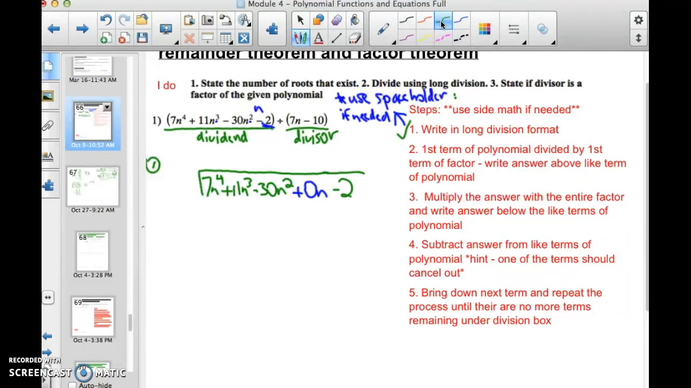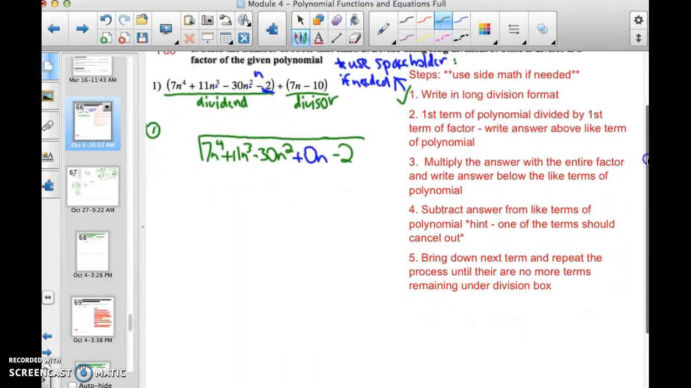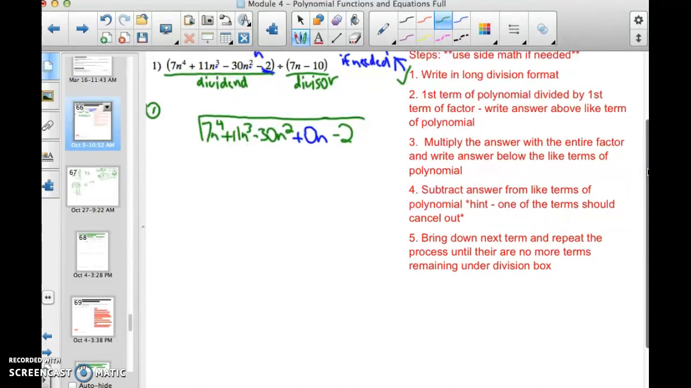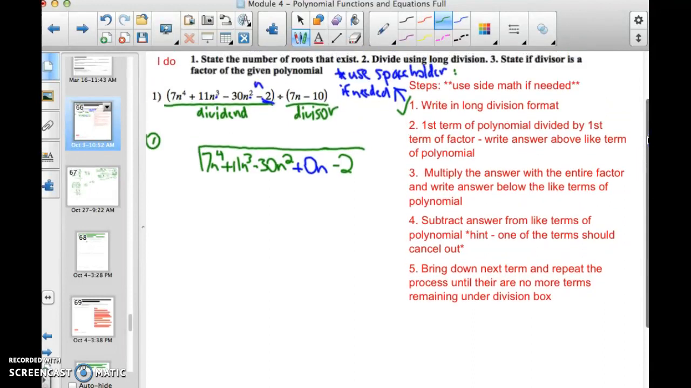Now, step 2, you take the first term of the polynomial divided by the first term of the factor. Oops, I'm not done with step 1. I didn't include my divisor. My divisor goes outside the division box. Haha, now I'm done with step 1. Alright, step 2. First term of the polynomial, in this case 7n to the 4th, divided by the first term of the divisor, or the factor in question.